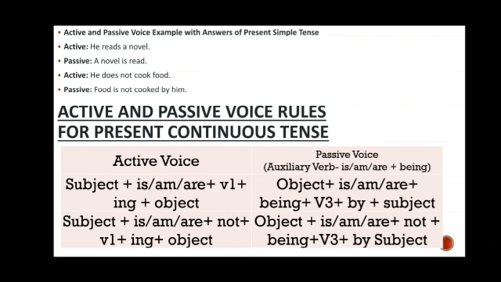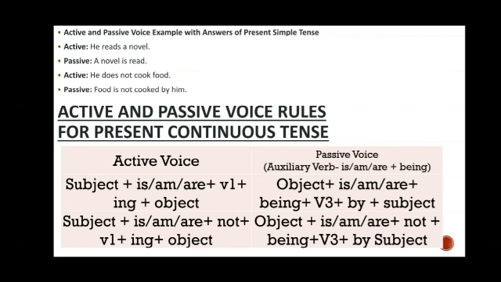तो जब कॉन्टिन्यूअस का एक्टिव है तो क्या होगा? सब्जेक्ट दिया होगा, इज, एम, आर दिया है, देन वर्ब फर्स्ट फॉर्म, देन आईएनजी, देन ऑब्जेक्ट. When we change it, जब हम इसको चेंज करते हैं तो क्या करेंगे? रूल देखिए आप. Object is coming, then is, am, are is coming, then being, BEING. After that verb third is coming, then by, and then subject is coming.